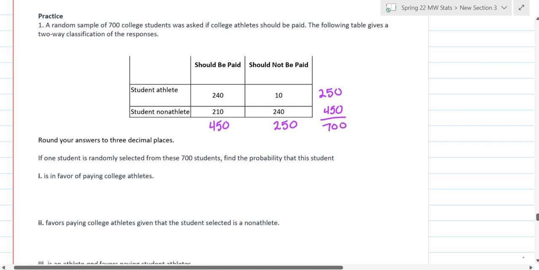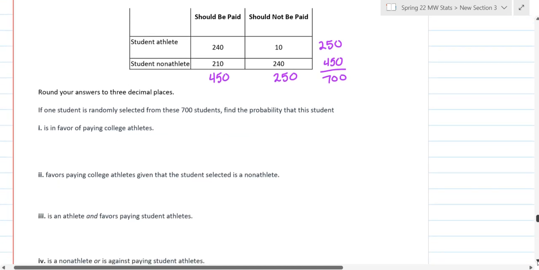Okay, so let's look at our probabilities. If one student is randomly selected from these 700 students, find the probability that this student is in favor of paying college athletes. So the total number that said they should be paid is right here, this 450 out of 700, which is going to give us 0.643.